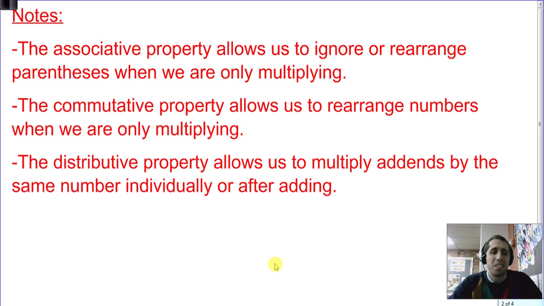Same with the second note. It says the commutative property allows us to rearrange numbers when we are only multiplying. So not just the parentheses we can move around, but we can move around the numbers. So with those two together, if we're multiplying, we can multiply in any order we want.